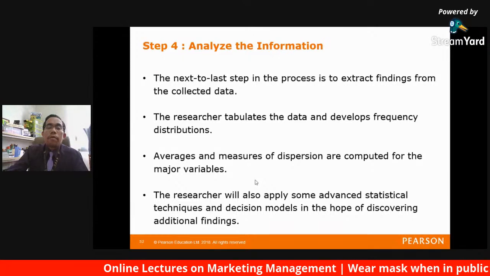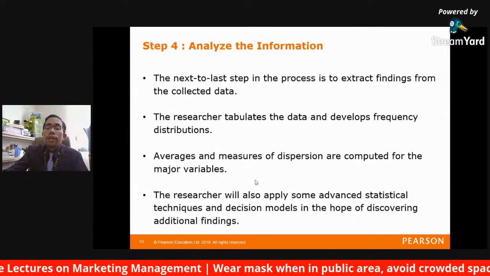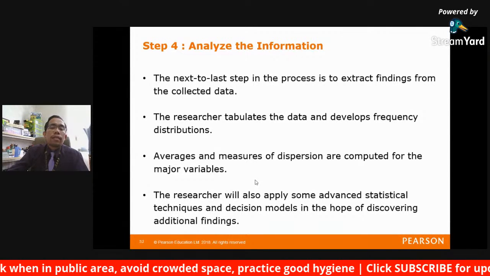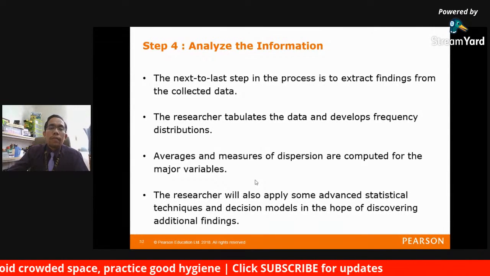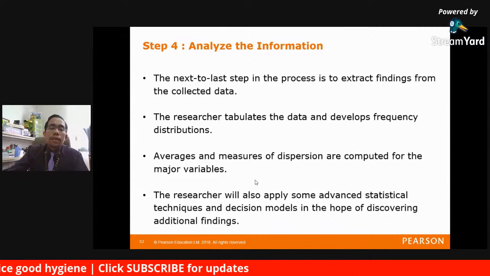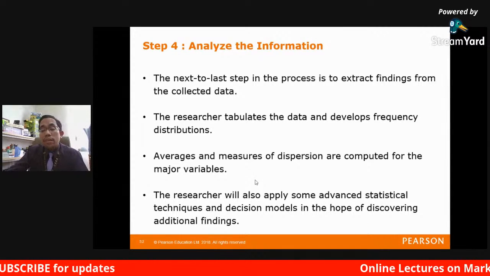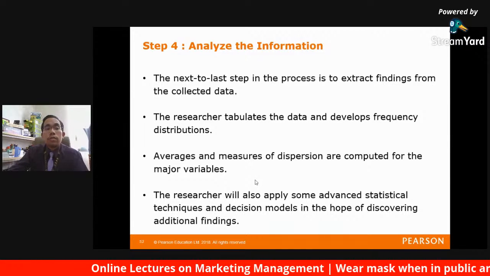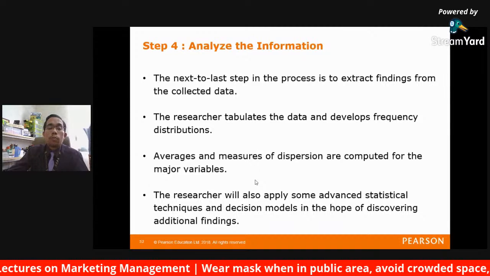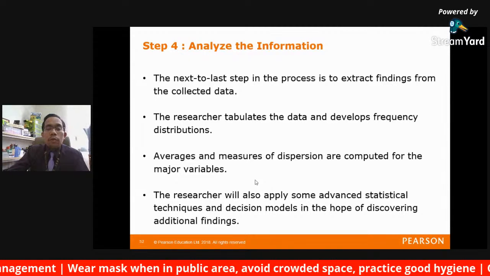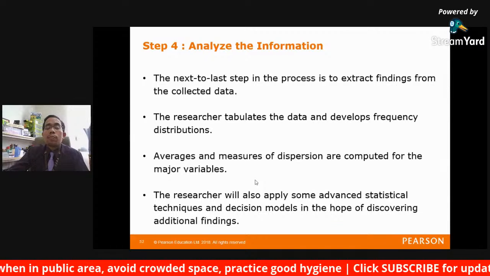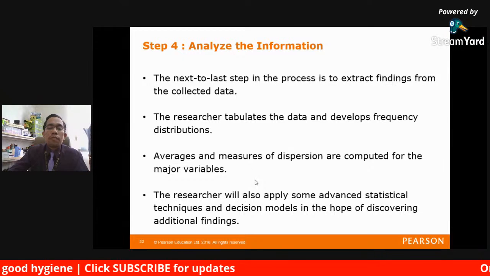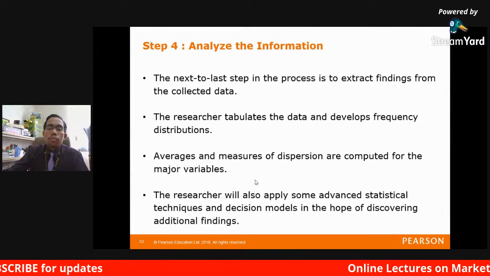Okay, step number 4, analyzing. When you got the data, got your questionnaires answered, then what do you do? Analyze. Okay, extract findings from the collected data. The easiest way is to collect your data quantitatively, because quantitative information is easily interpreted. The researcher tabulates the data and develops frequency distributions. This is the basic step. Okay, frequency distribution first. Average and measures of dispersion are computed for the major variables.